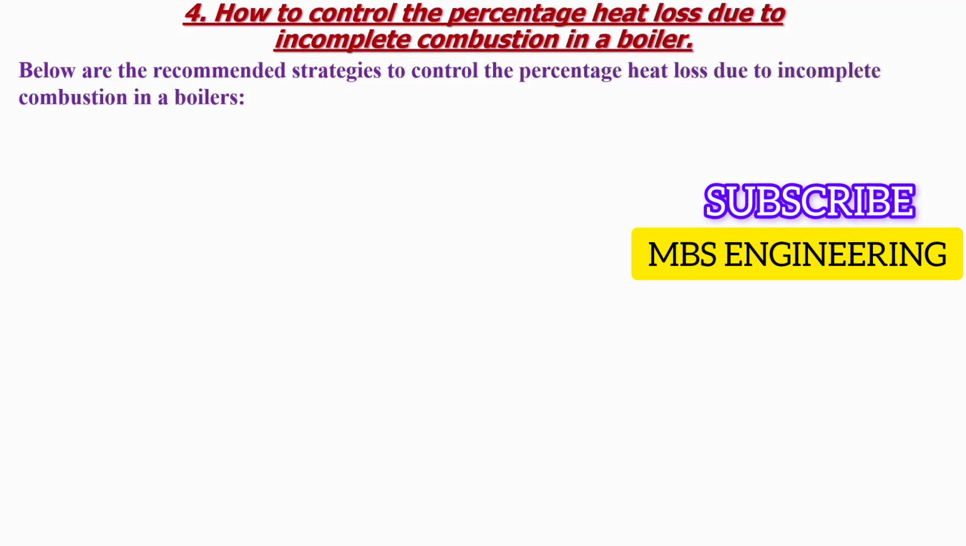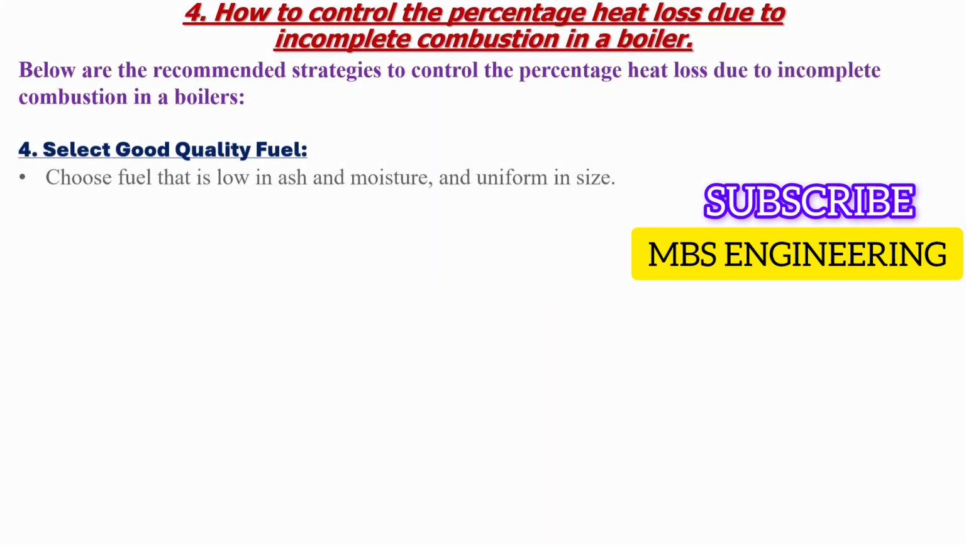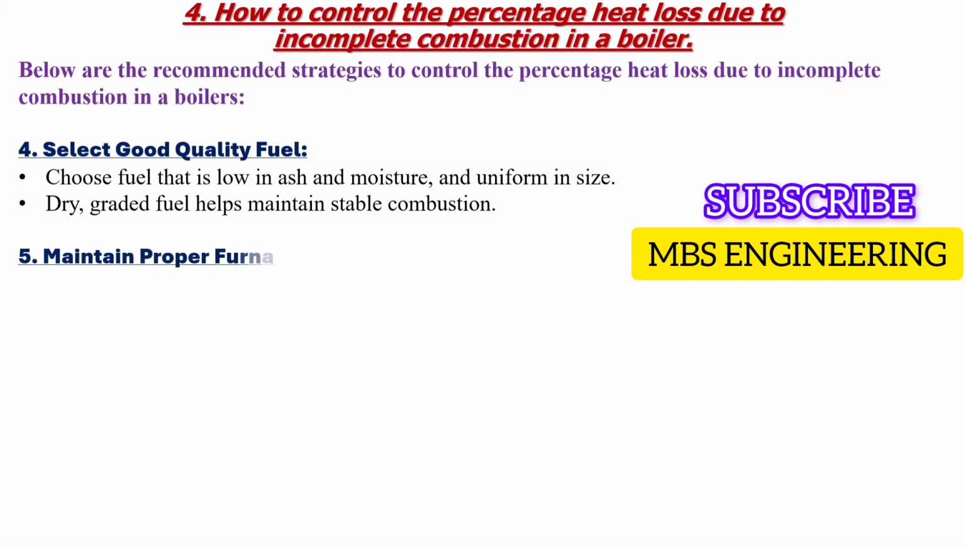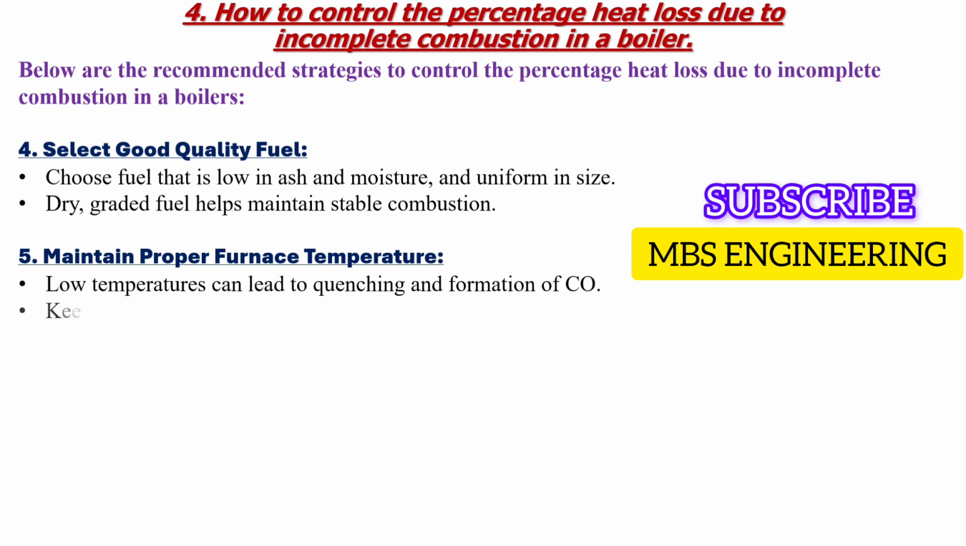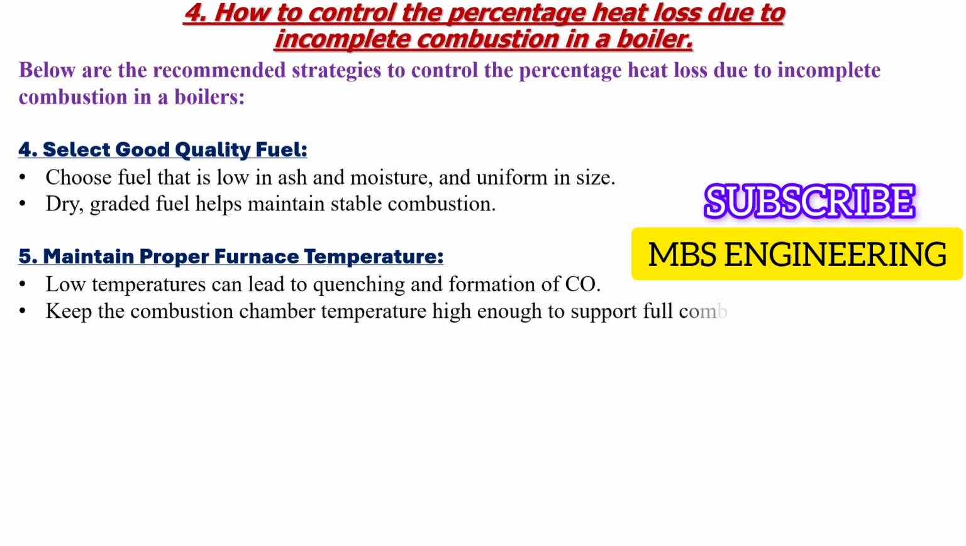The fourth recommendation, to reduce the heat loss, use good quality fuel. Choose fuel that is low in ash and moisture, and uniform in size. Dry and graded fuel helps maintain stable combustion. The fifth recommendation, to reduce the heat loss: maintain proper furnace temperature. Low temperatures can lead to quenching and formation of CO. Keep the combustion chamber temperature high enough to support full combustion.